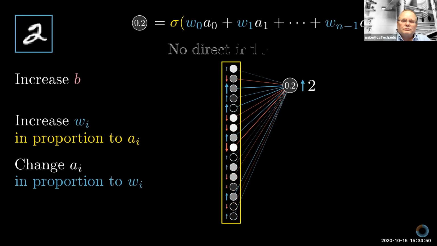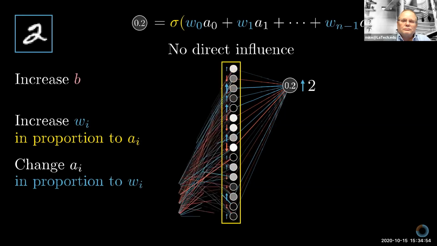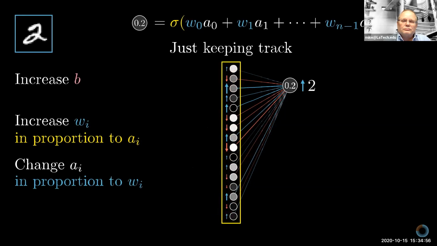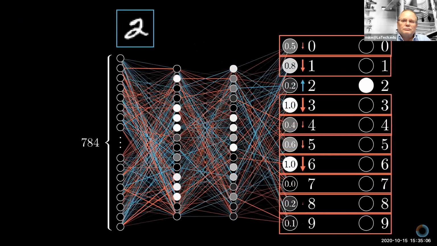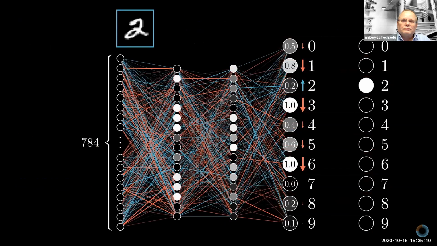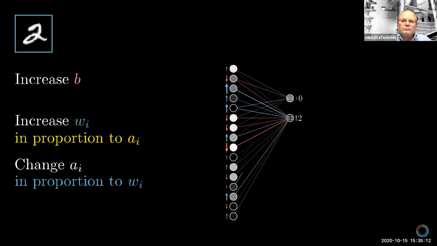Now, of course, we cannot directly influence those activations. We only have control over the weights and biases. But just as with the last layer, it's helpful to just keep a note of what those desired changes are. So keep in mind, zooming out one step here, this is only what that digit 2 output neuron wants. Remember, we also want all of the other neurons in the last layer to become less active. And each of those other output neurons has its own thoughts about what should happen to that second to last layer.